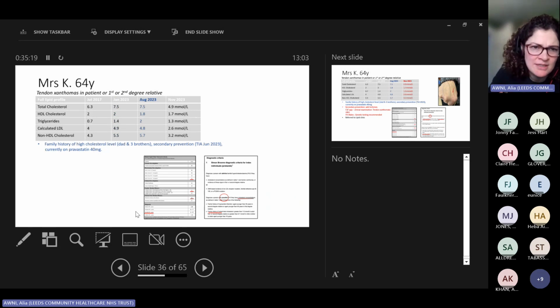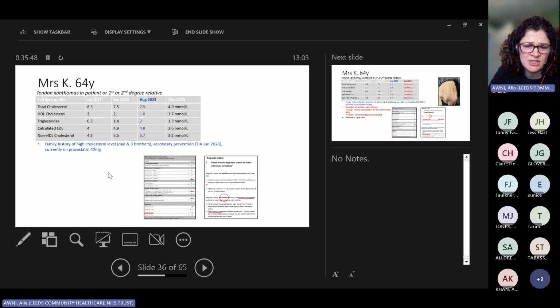Then I go to my final case, Mrs. K. She's 64 years of age. This is an example of tendon xanthoma present in first or second degree relatives. In August 23, this is her lipid profile. She has a family history of high cholesterol with her dad and three brothers, and she had a TIA in June 23. So that's a secondary prevention patient.